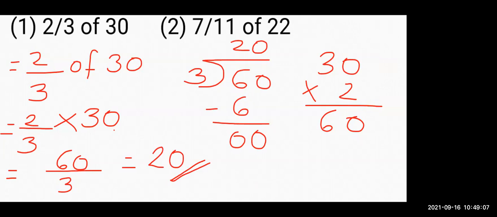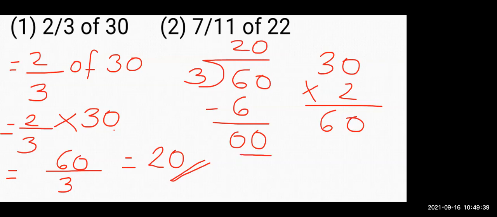Once again, I'll repeat the same thing. 2/3 of 30 means 2/3 will remain as it is. Of will convert into multiply and 30 remains as it is. Now straight away, in front of 2 what is there? 30, so 2 should multiply by 30. 2 30s is 60. In front of 3 there is nothing, so 3 will remain as it is. So 60 should be divided by 3. So if we divide 60 by 3, we get answer 20.